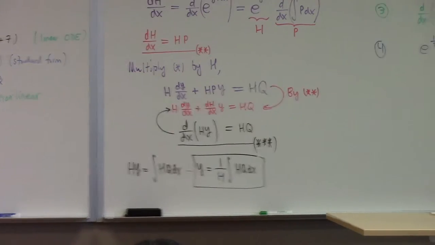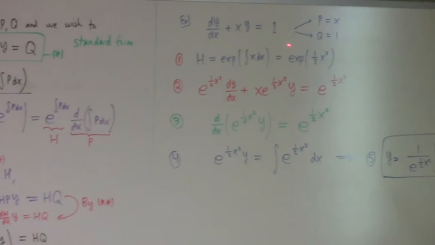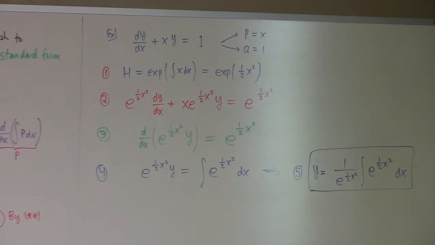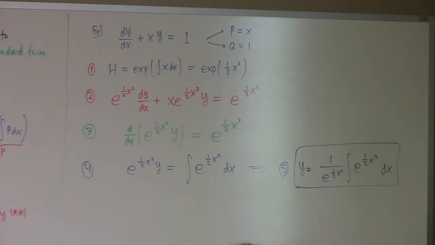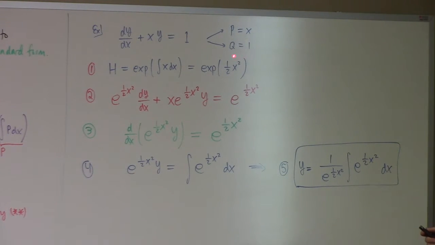Here's an example. dy dx plus xy equals 1. First of all, that's a linear ODE in standard form, right? My p is x, my q is 1. Integrating factor, h, is the exponential of the integral of x dx. That's 1/2 x squared.